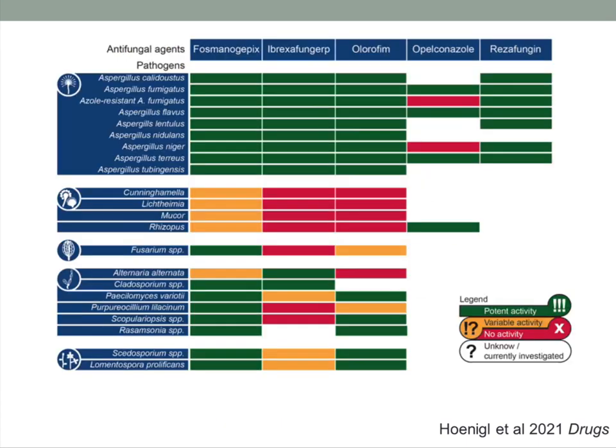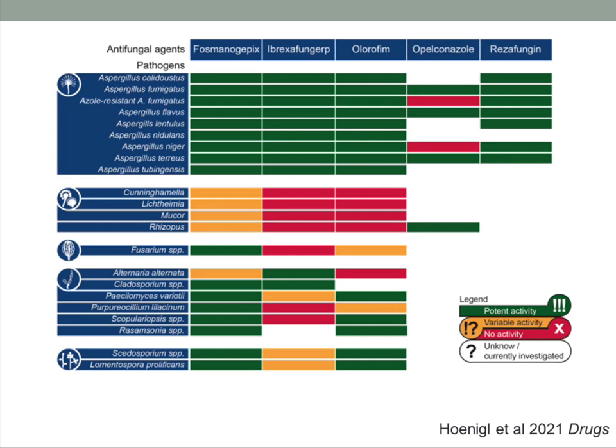One thing I love about this chart is the color scheme that they chose to use. Green is good, yellow is maybe, red is bad. And then they break it down by each of the different drugs and the different pathogens. The top ones are your Aspergillosis species and your Zygomycosis, and the second grouping, Fusarium and Scedosporium, some of our harder to treat molds, and then our hyaline molds and things like that. But you can see it varies pretty broadly.